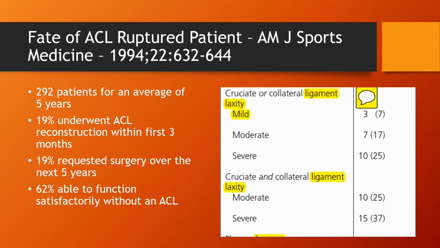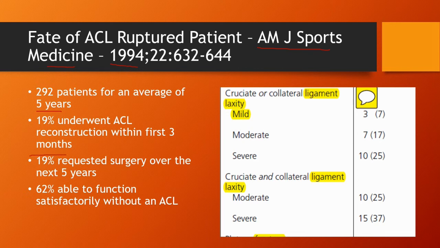And we're talking about grade 3 rupture injury. And this is a study that I was able to find. It's not a new study. It's a 1994 study. But it was published in a respectable journal, the American Journal of Sports Medicine. And they followed 292 patients, each of whom had suffered a ruptured anterior cruciate ligament. And they followed these patients for an average of 5 years. Well, a small percentage, approximately 20%, underwent anterior cruciate ligament reconstruction within the first 3 months, and another 20% requested surgery over the next 5 years.